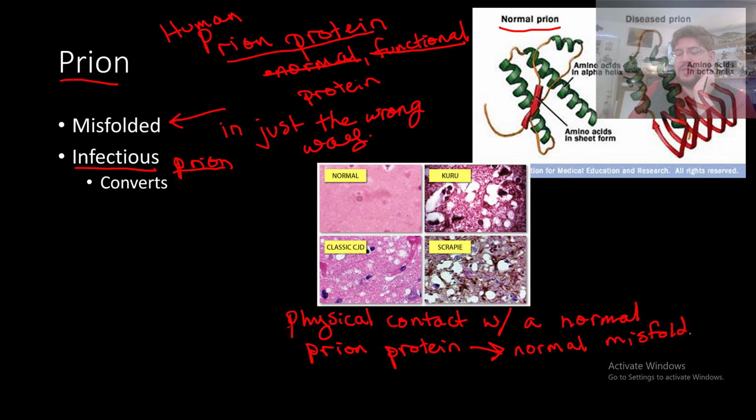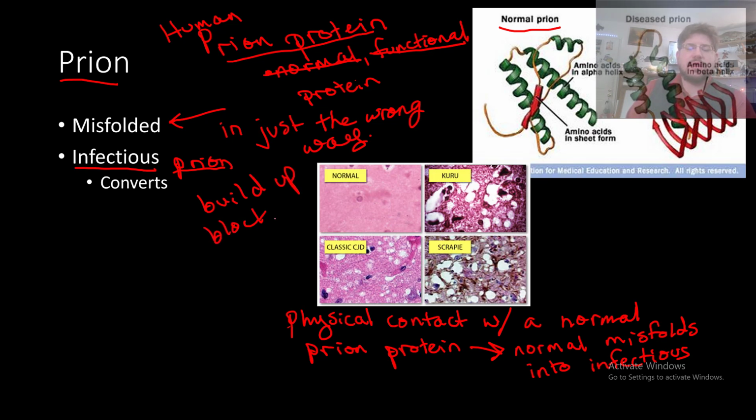Just automatically. Something about that contact with an infectious prion causes it to misfold into an infectious prion protein. And then that can come into contact with normal prion protein and cause it to misfold into infectious prion protein. And this continues and this continues. And these proteins eventually build up and they start to block small capillaries in the brain.